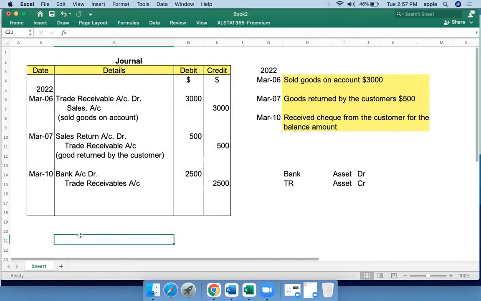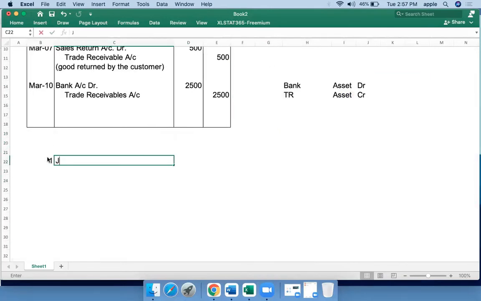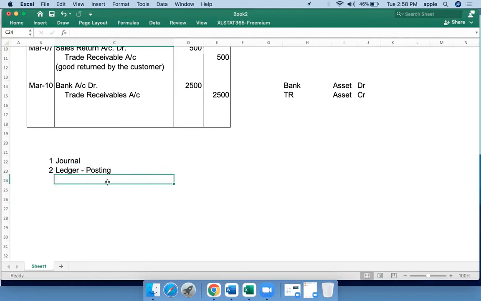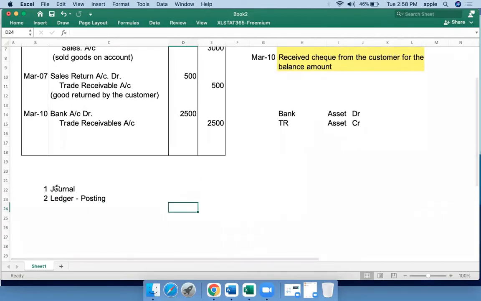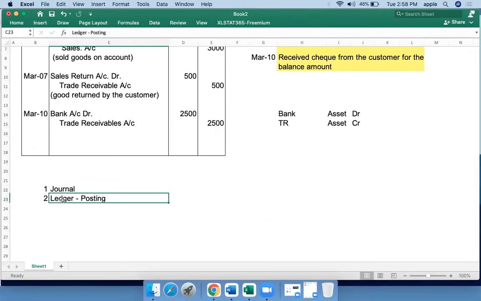The first book is known as what? Journal. After the journal, what is the next stage? Ledger. In the ledger, whatever transactions we have recorded in the journal, we transfer into the ledger. And the transfer process is known as posting. Journal recording is done daily, and ledger posting is done on a weekly basis.